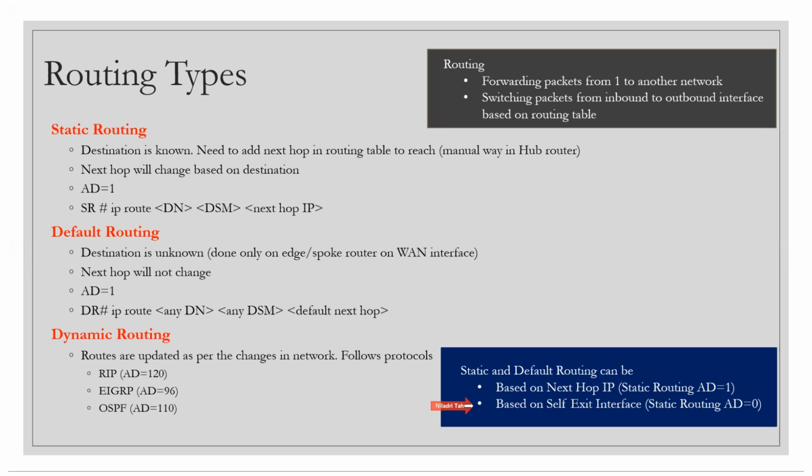Now, which one do you think? Like if there are multiple route paths, which will be the best route? Will it be your self-exit or your next hop IP? Of course, your self-exit interface will take the preference because, like I said, the lower the AD number, the more preferred it is for the best route. We'll come to all of this slowly in the upcoming lab. That's all about your routing types. And next we are going to jump into the lab.